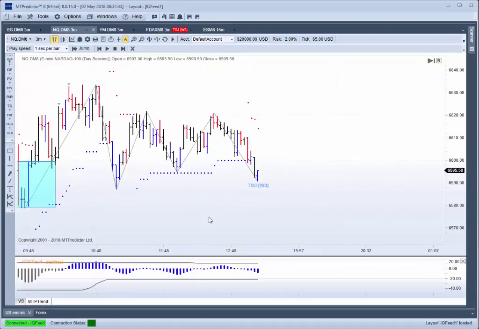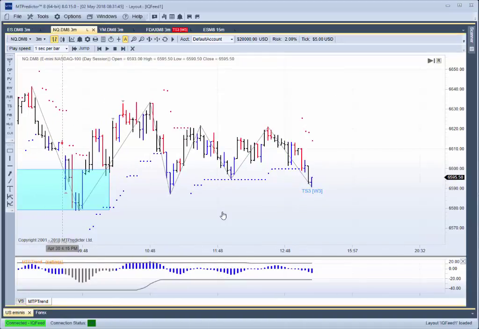We get a TS3, W3 or Wave 3 trade setup. So the question now is, is this a good trade setup to take? In other words, is this in the direction of the large degree trend? Well, our MTP trend color is blue, but more importantly, can you see how we are above this large degree higher time frame 15-minute DP support zone? That's the most important thing.